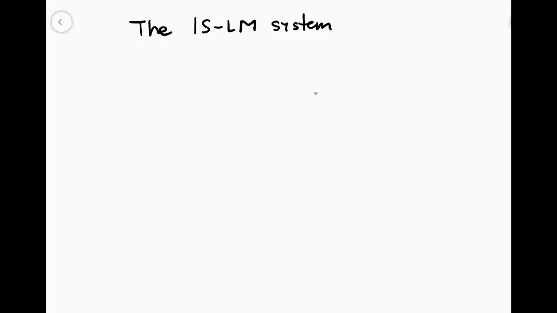Welcome. In this clip, we discuss the ISLM system and the effect of certain exogenous shocks on the economy using the ISLM system. So we start with the ISLM system's basic graph, which is nothing else than nominal interest rate, or depending on the textbook, real interest rate can also be here.